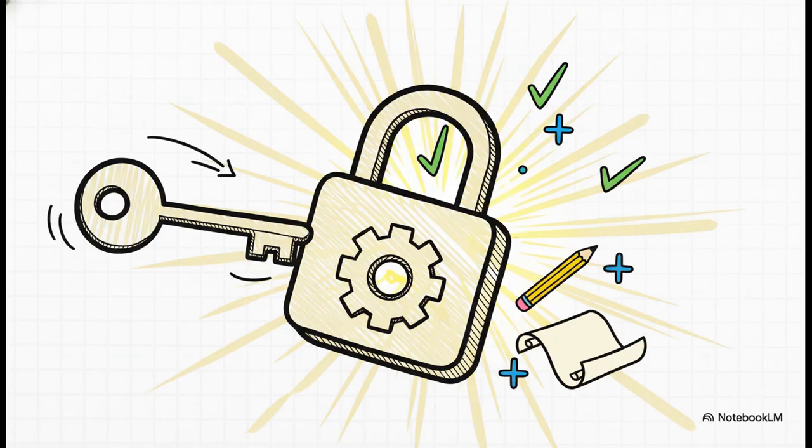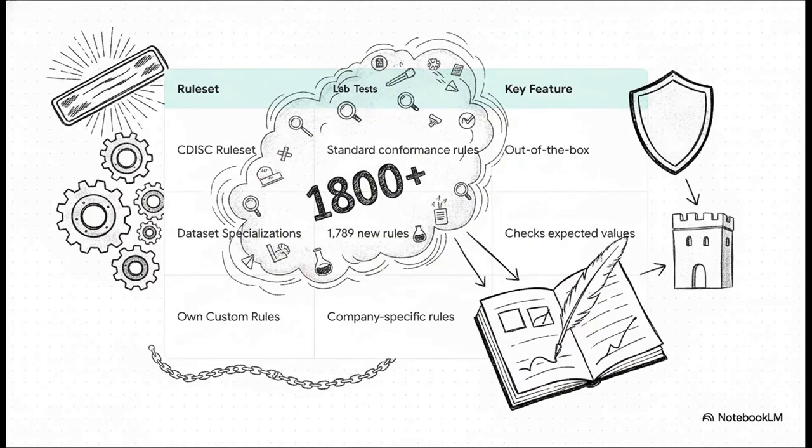But what SDTM-ETL 5.1 does is truly unlock its potential by letting you go beyond the standard rules and add your very own layers of quality checks. So think of it this way. You now have 3 layers of validation power. First, you've got your standard CDISC rule set for basic conformance.